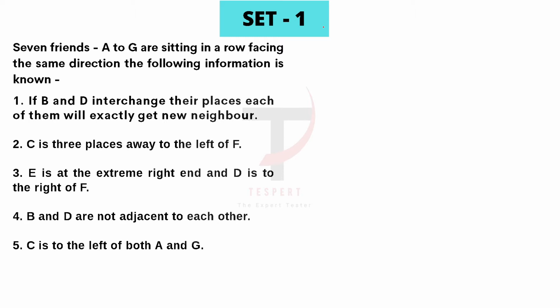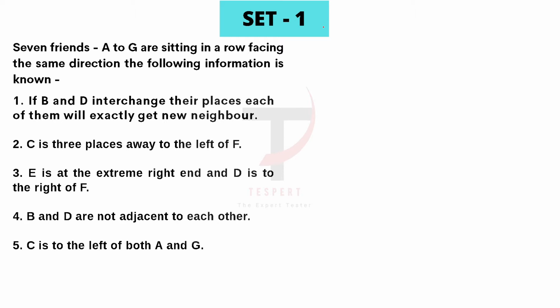7 friends A to G are sitting in a row facing the same direction. So same direction, we can assume any direction. Let us assume north direction. So the 7 friends are sitting towards the north direction and additional information is also given. We have 5 statements. What is the first one? If B and D interchange their places, each of them will exactly get a new neighbor.